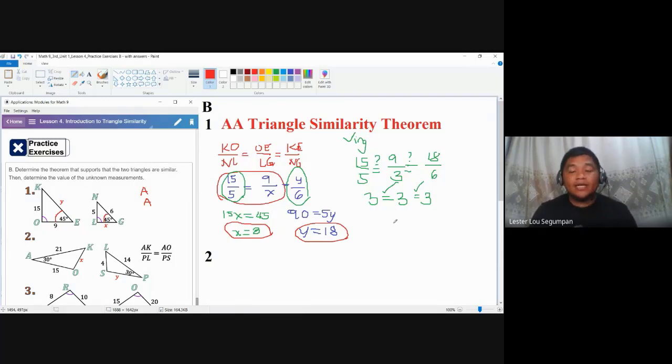Again, this came to be after understanding whether they are similar or not. Let's look at number 2. In number 2, we're only given one angle here.